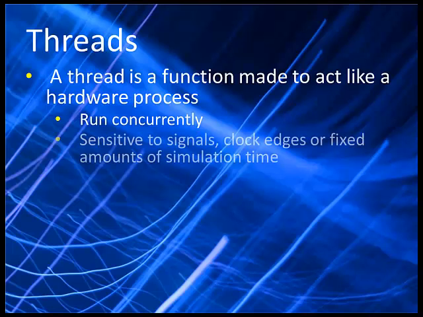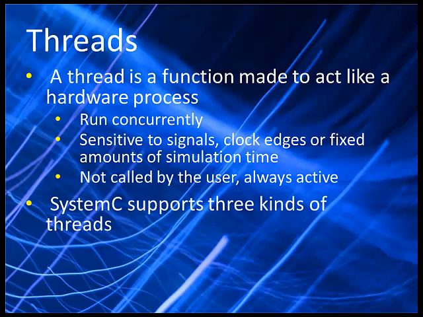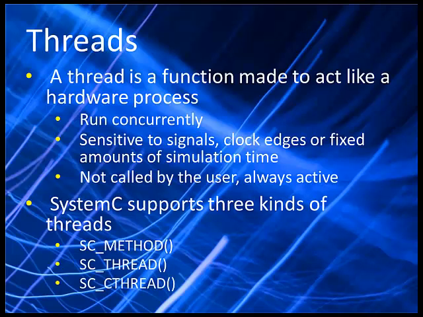Just like hardware, a thread can be made sensitive to changes in signals, clock edges, or just fixed amounts of time. But the most unique thing about threads is they are not called by the user. They are always active based on the way you define them in a SystemC constructor. Now SystemC has three types of threads. They are SC methods, SC threads, and SCC threads, and we'll take a closer look at those now.